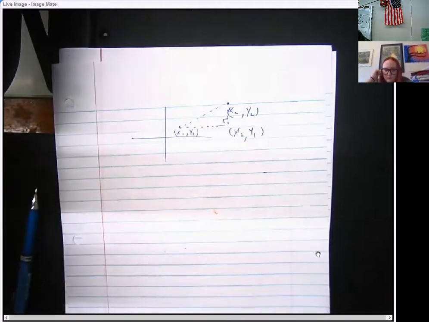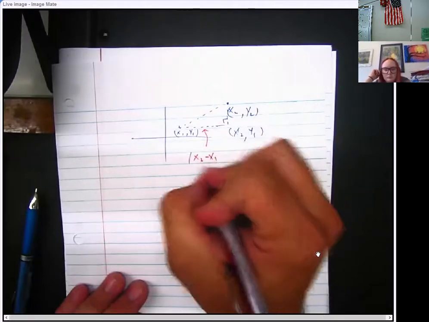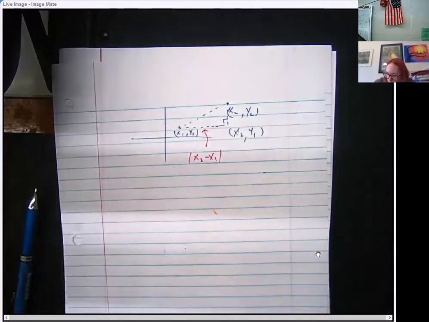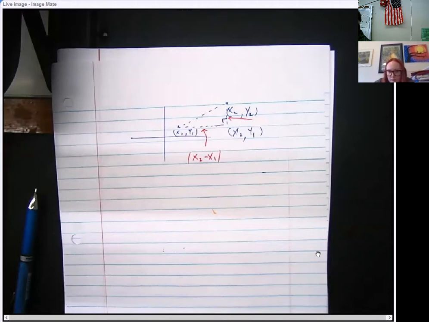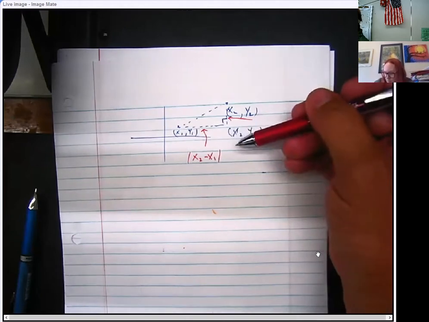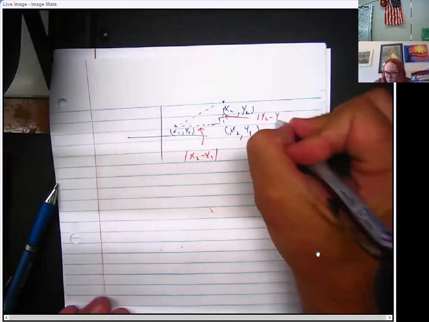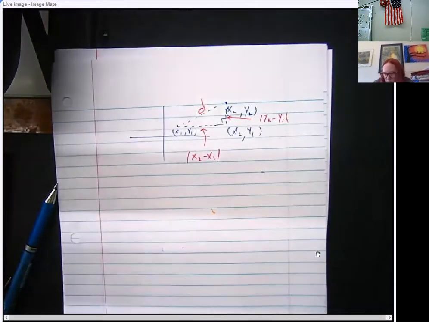So that makes this part right here x2 minus x1. And technically, as I talked to you a little bit ago, it should be in absolute values because I don't know which one's bigger and which one's smaller, okay? How about this one? What would this distance right here be? Notice they have the same x values. We're just going up and down. Oh, that's just y2 minus y1. Cool. Now, what could I do to find that distance then, now that I've created a nice simple right triangle?